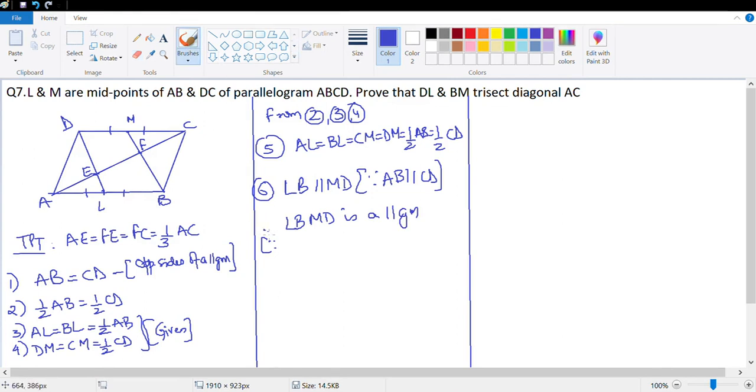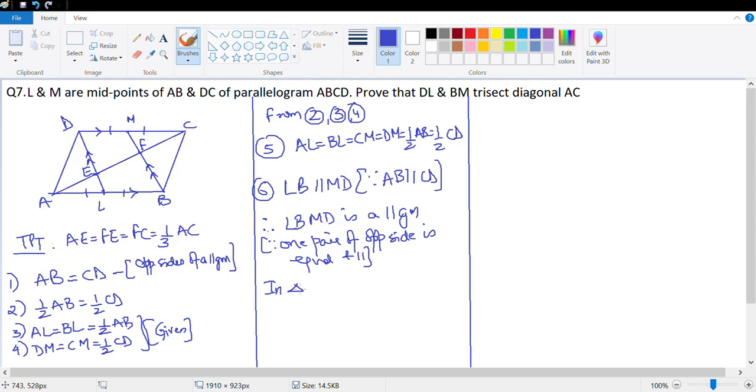Therefore LBMD is a parallelogram since one pair of opposite sides is equal and parallel. So LBMD is a parallelogram, which means LB is parallel to DM and LB is equal to DM, which also means that DL is parallel to BM and DL is equal to BM. So now let's look at this triangle ABF.